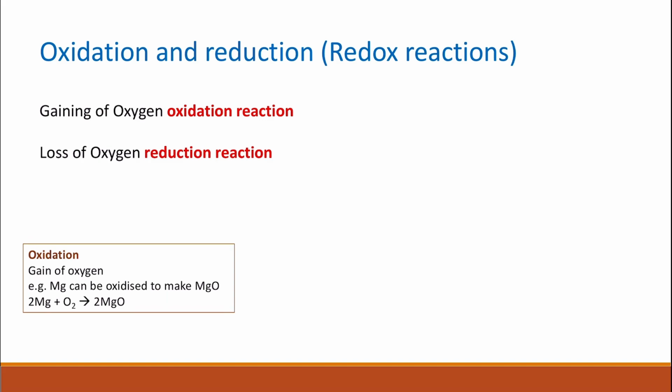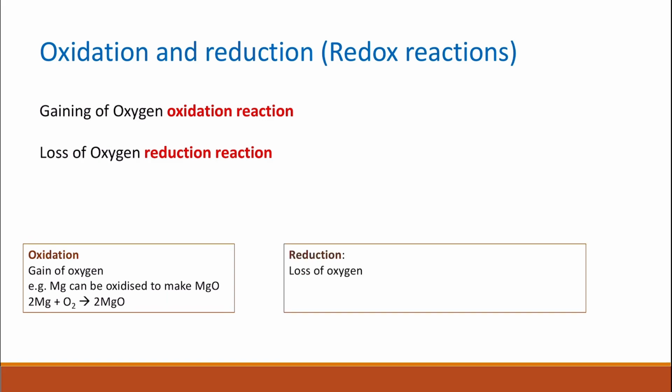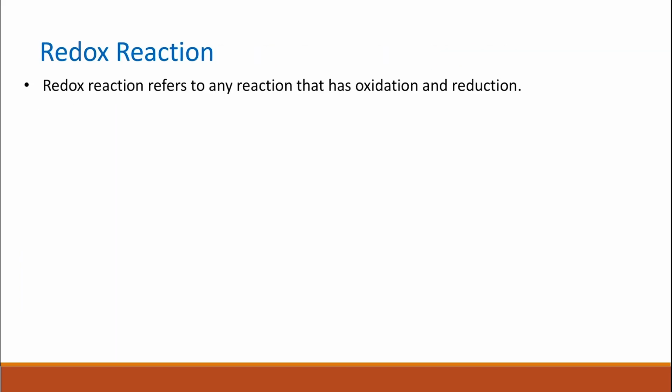Magnesium has been oxidized here. The loss of oxygen will give you a reduction reaction. An example of loss of oxygen is when copper oxide reacts with carbon, that will give you the copper metal and carbon dioxide. Copper here has been reduced because copper lost oxygen. Redox reaction refers to this reaction when oxidation and reduction take place at the same time.